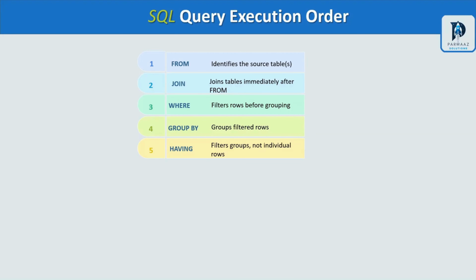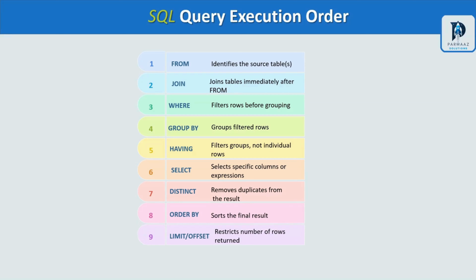We have already discussed the difference between where and having. The where statement is executed before group by, and having is executed after group by. Then the select statement comes into play. Even though we are writing the select statement at the beginning of each query, it will be executed after having. Then the distinct value, if we have any, then order by and limit or offset, and finally aliases. So this is the order of execution of all these statements or clauses that we have learned so far.